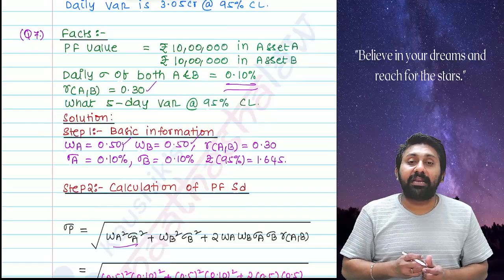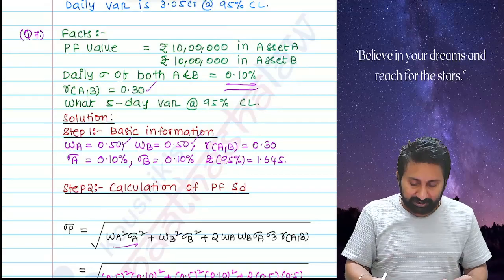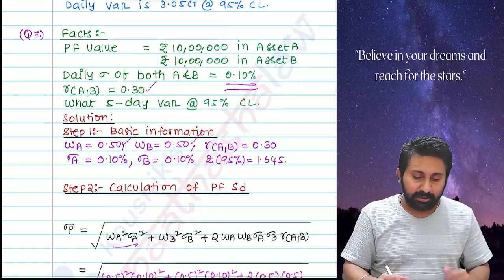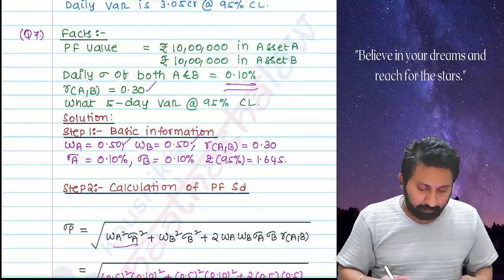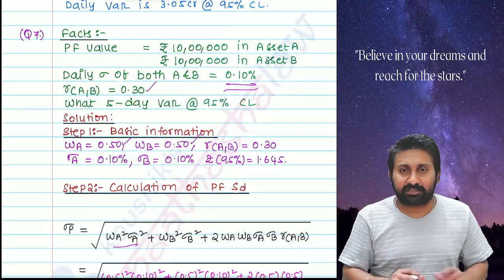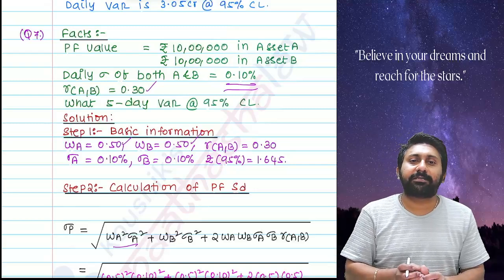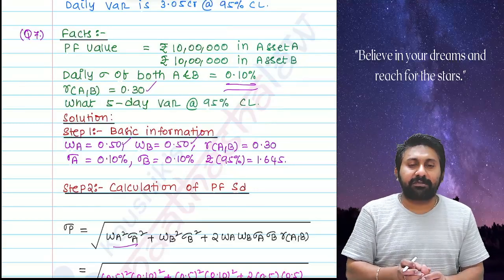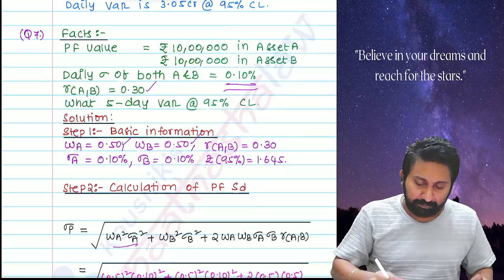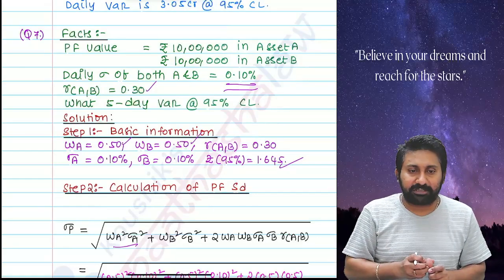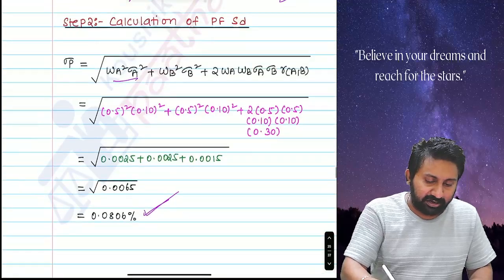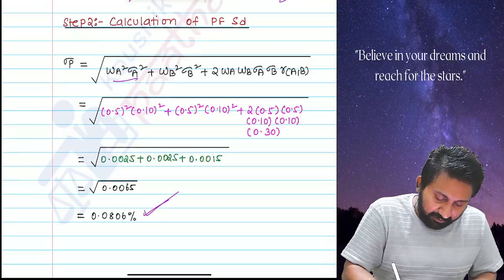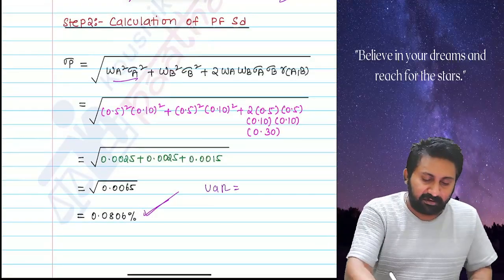Next, daily standard deviation of each of the securities is also given. How much? 0.1%. Correlation is also given, 0.3. The 5-day VAR he is asking us to calculate at a 95% confidence level. For 95% confidence level, the Z value, as in the previous questions, we have taken 1.645. First we calculated this. After this, we know the portfolio value. Just we need to calculate the VAR.